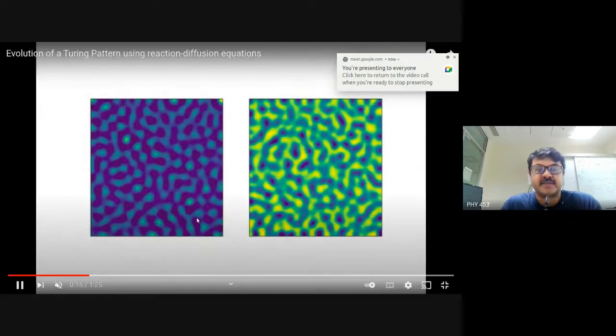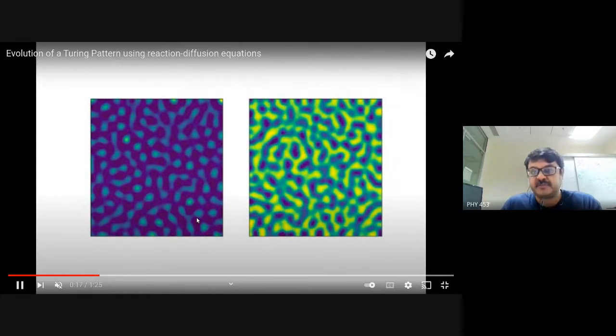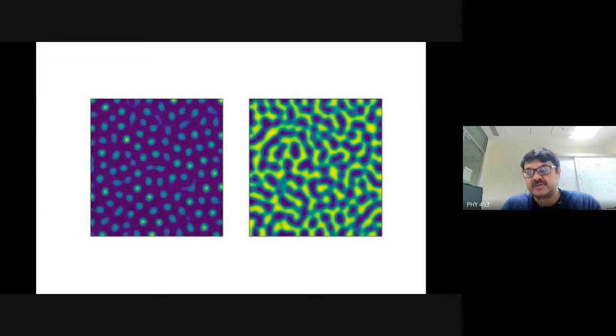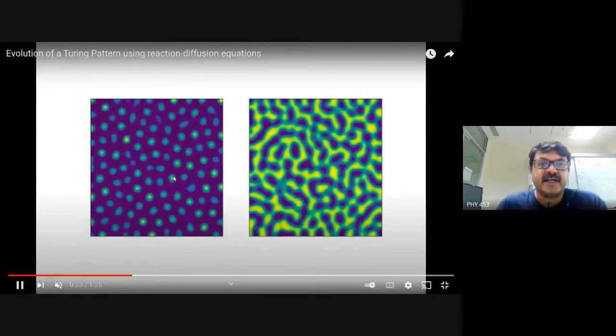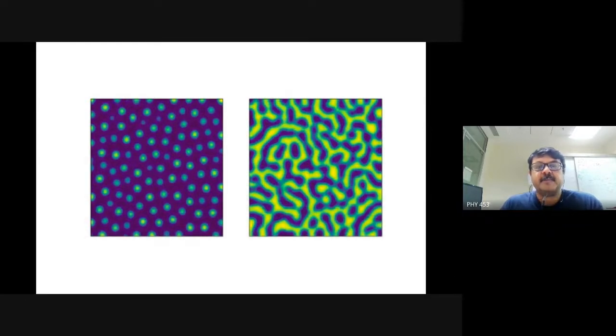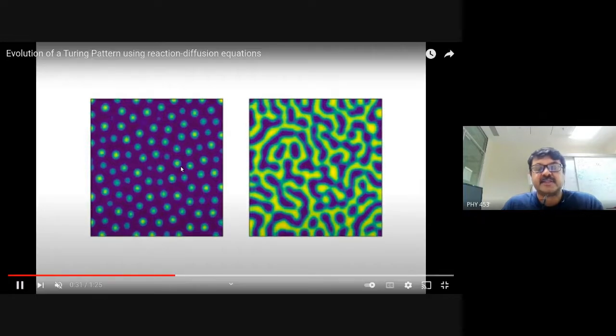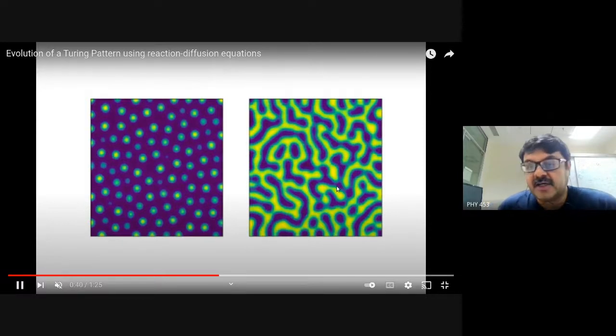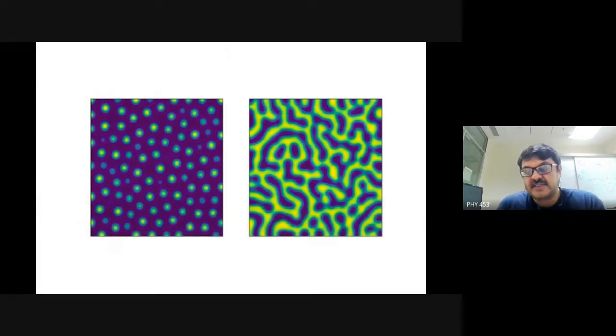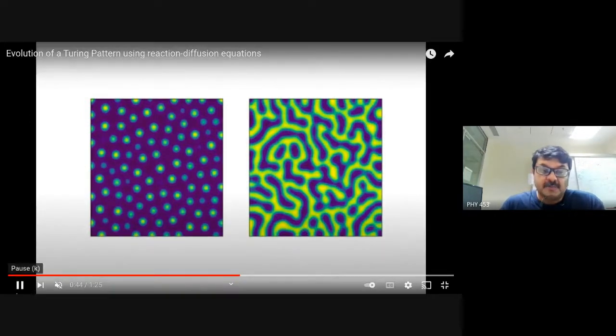So suppose the left hand side figure is the concentration of A, and there's some coupling, and it depends upon the concentration of B, which is on the right hand side. And here you see spots basically forming, which means the concentration of A is higher at some points compared to others, and that in turn affects the concentration of B and vice versa. And here you see some stripes forming, which is basically the concentration of B.